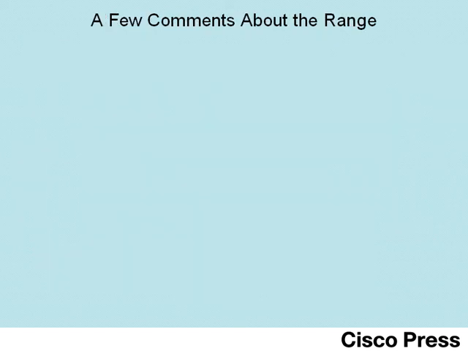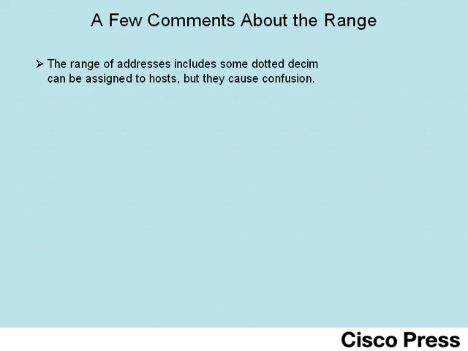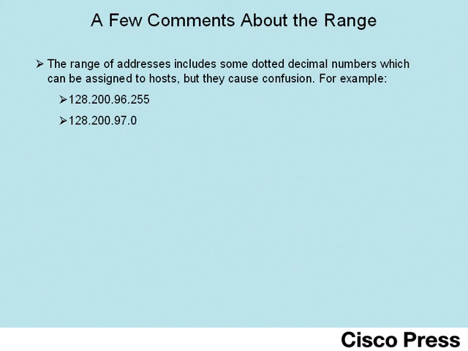This concludes this video's example of how to use process RP-6C to find a subnet broadcast address and range of valid addresses. However, before finishing up the video, I need to let you know about a couple of the IP addresses in that range that may cause you problems when you look at it on the test. In particular, consider the addresses you see here: 128.200.96.255, 128.200.97.0, 97.255, and 98.0.